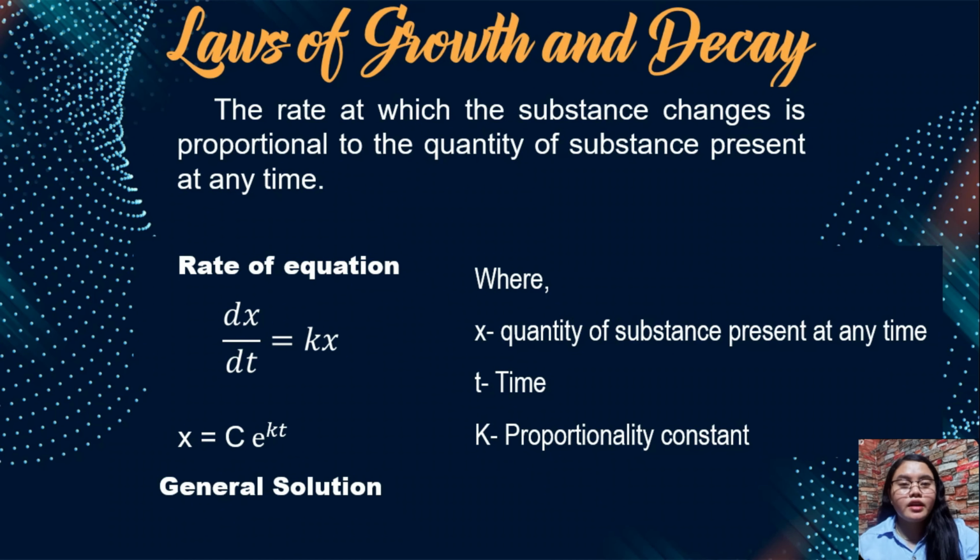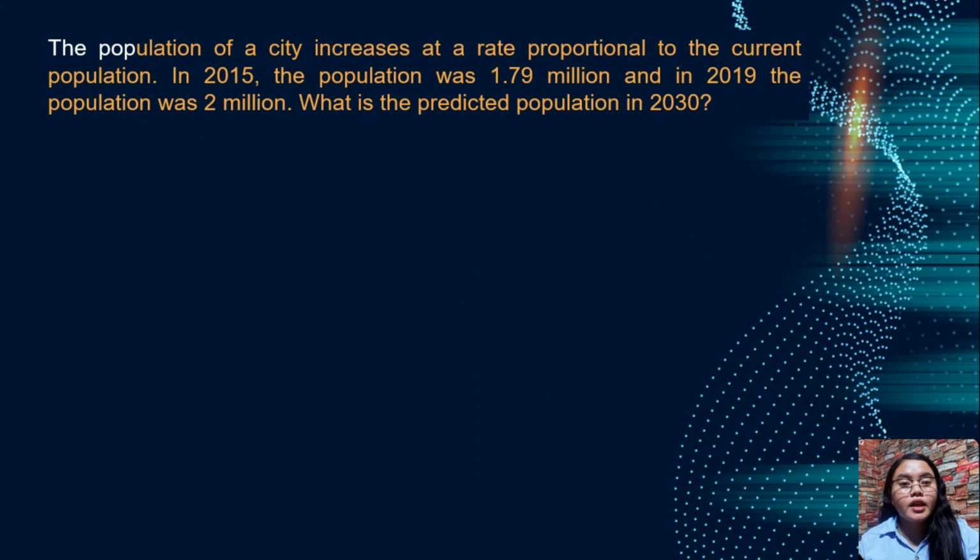So we have here the application. The population of a city increases at a rate proportional to the current population. In 2015, the population was 1.79 million, and in 2019, the population was 2 million. What is the predicted population in 2030?